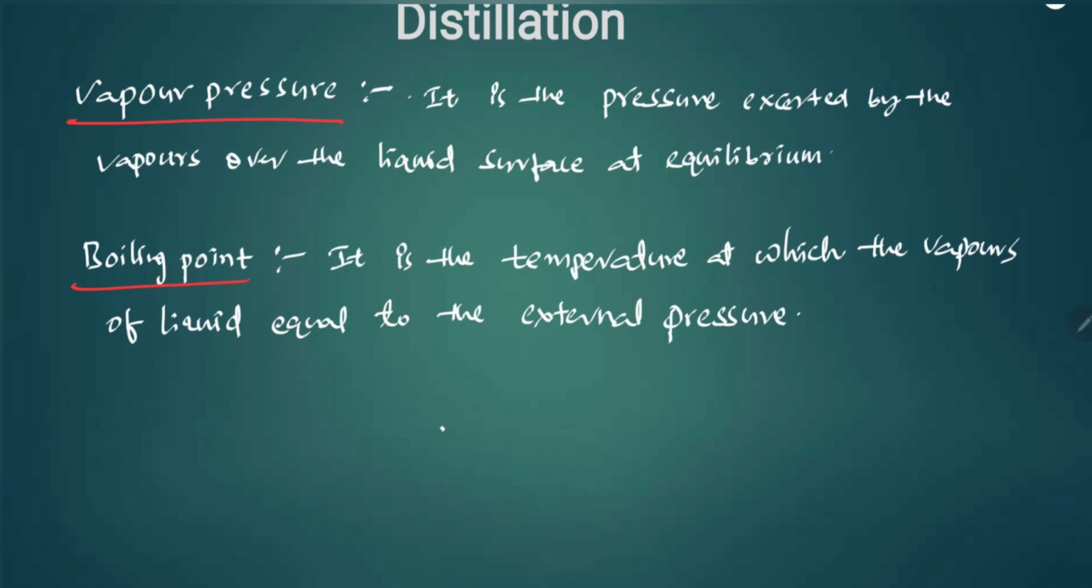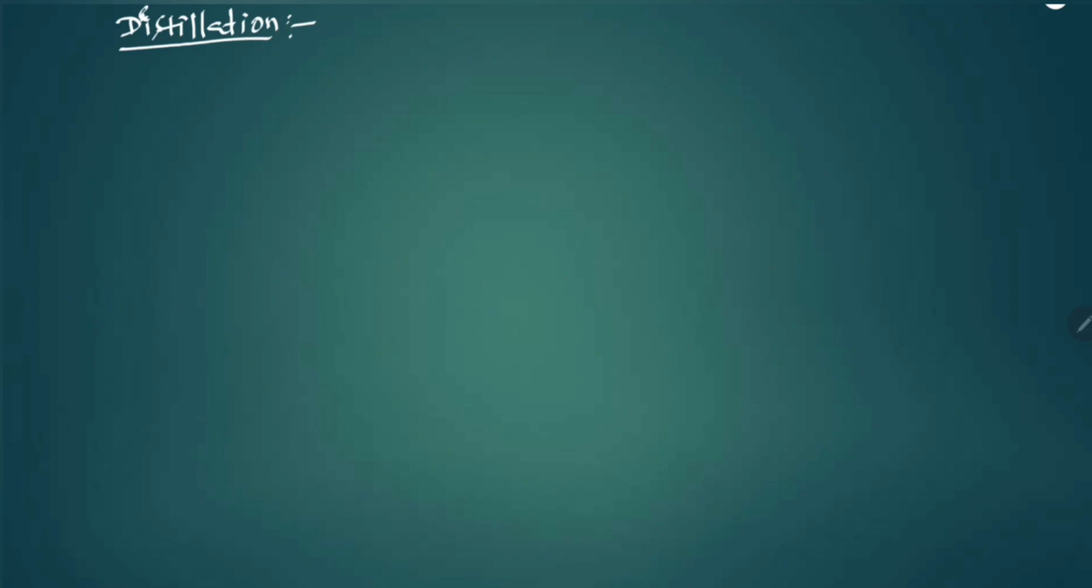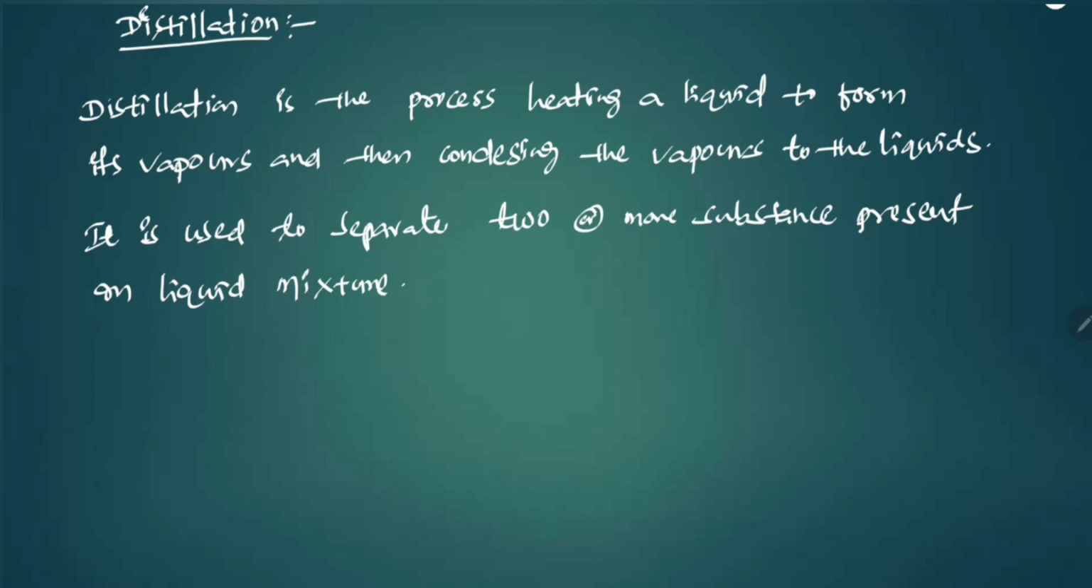Let's move on to distillation. Distillation is the process of heating a liquid to form its vapors and condensing the vapors back to the liquid. It is used to separate two or more substances present in a liquid mixture.